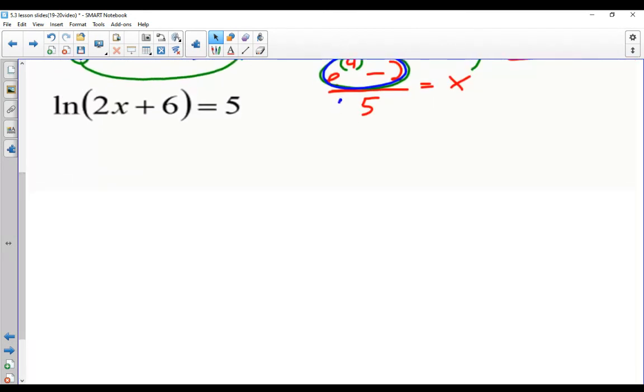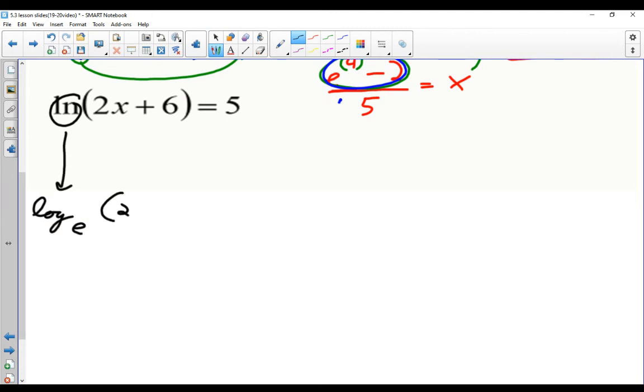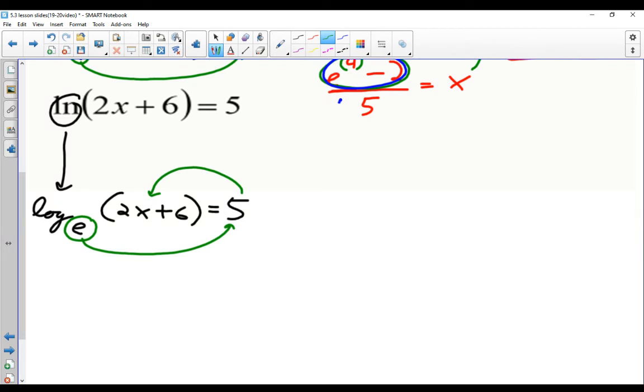So here you have natural log of 2x plus 6 equals 5. But I'm going to go ahead and take that natural log. I'm going to replace it with log base e. And then 2x plus 6 equals 5. And then, now that I've done that, I can now do the loop method. e is here, 5 is second, 2x plus 6 is last.